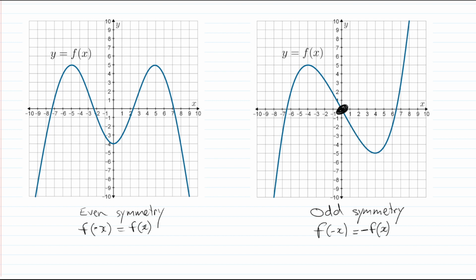What's really important is you remember this. If we have even symmetry, f at -x and f at x are equal. So an x value and its opposite, when you substitute that into your function, you get the same value. With odd symmetry, you get opposite values when you use opposite x values. Okay, let's head back to our presentation and take a look at what we have there.